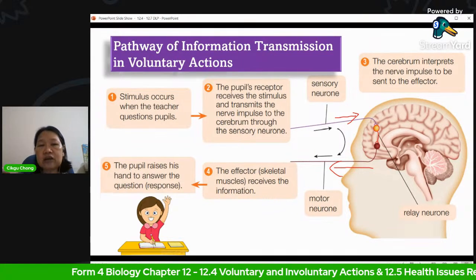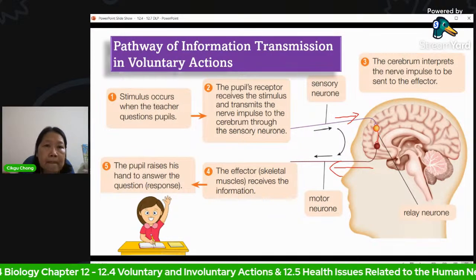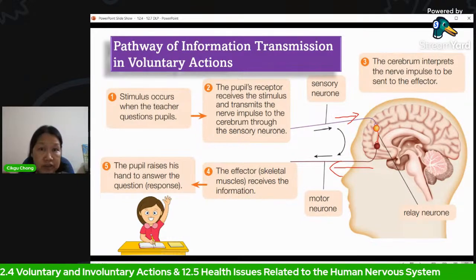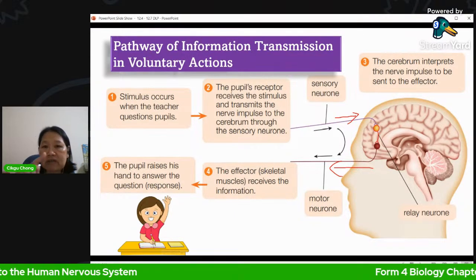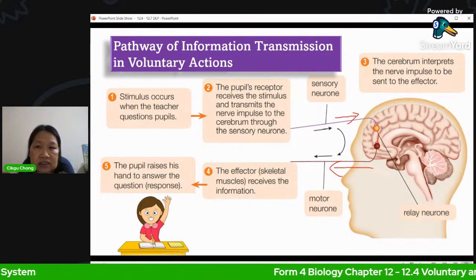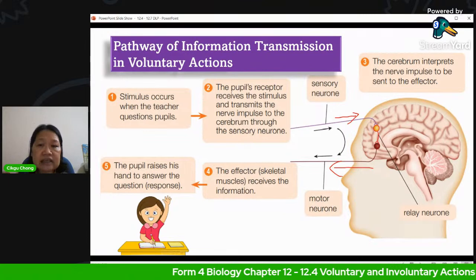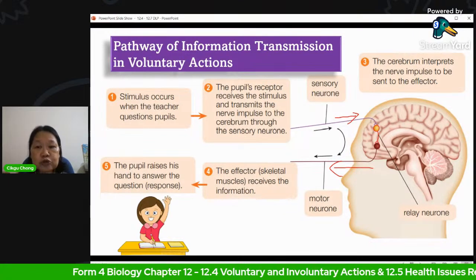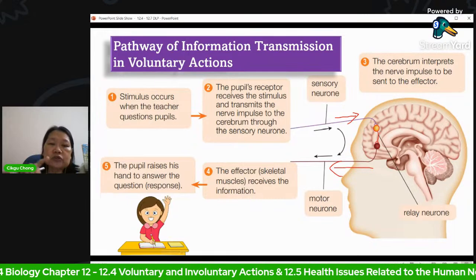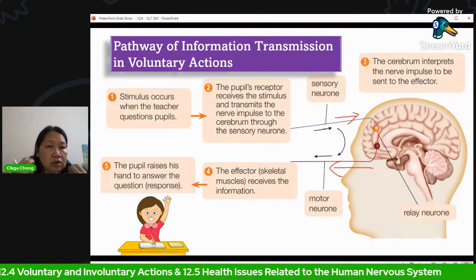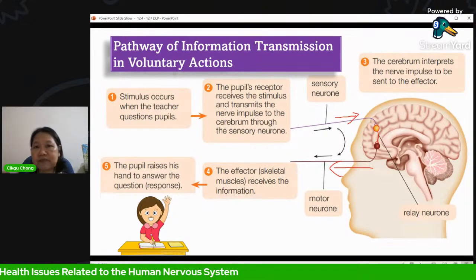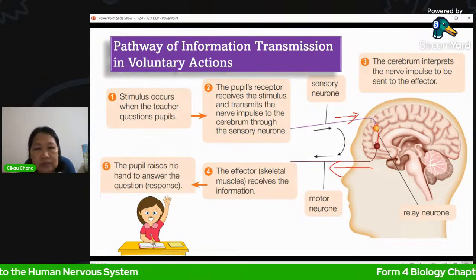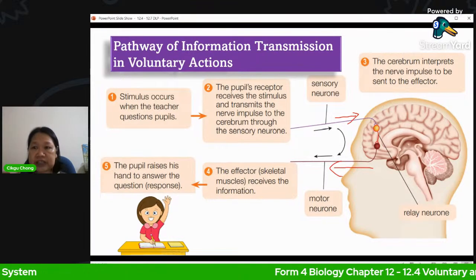So you see, in any of our explanations about action, whether it's voluntary or involuntary, it always starts with a stimulus and then is received by the receptor. The receptor will produce the impulse. The impulse is carried by the sensory neuron. Then it enters the integrating center, and the integrating center will bring the impulse out through the motor neuron to the effector. The effector will produce a response, and then you have a response. So this is for voluntary action. Afterwards, I'll show you another example for involuntary action.